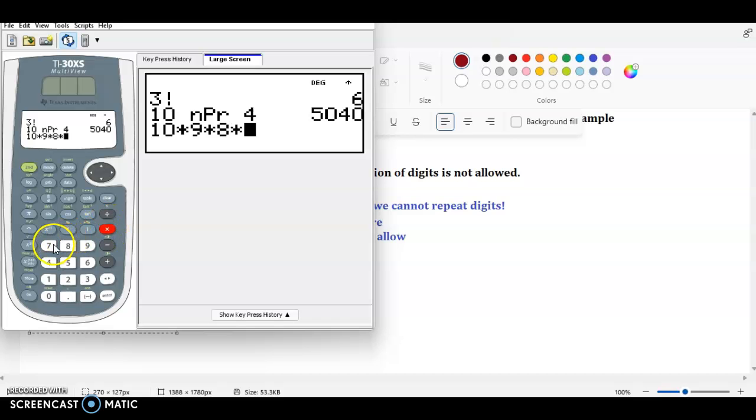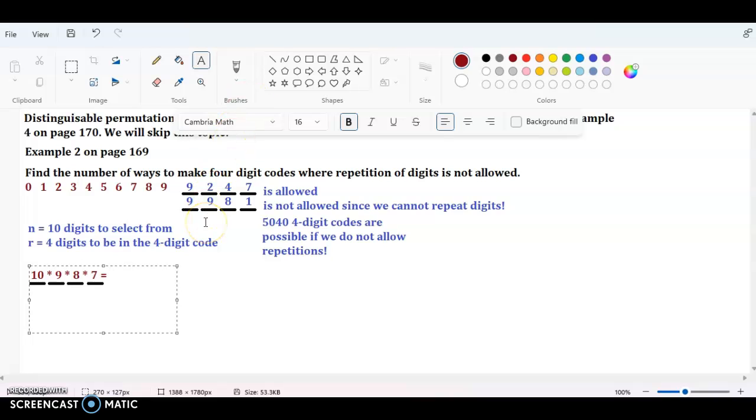In other words, without having to use the permutations formula, we can use the fundamental counting principle and get the same answer. So we get that there are 5,040 different four-digit codes possible. That's another way to look at the problem.